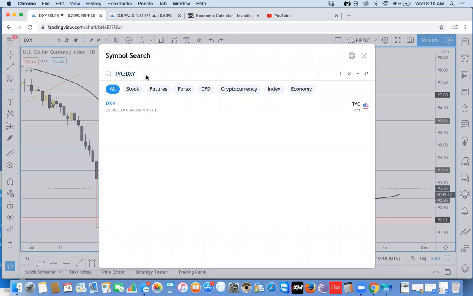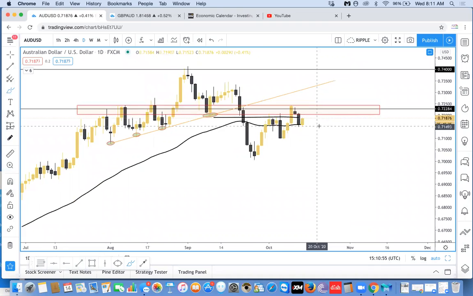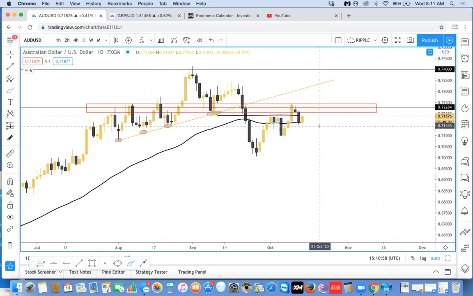AUDUSD, since we already looked at the dollar index. Okay, so AUDUSD. Similar to the dollar index, it was showing that AUDUSD looked like it was ready to go bearish, but the price action showed us something different.